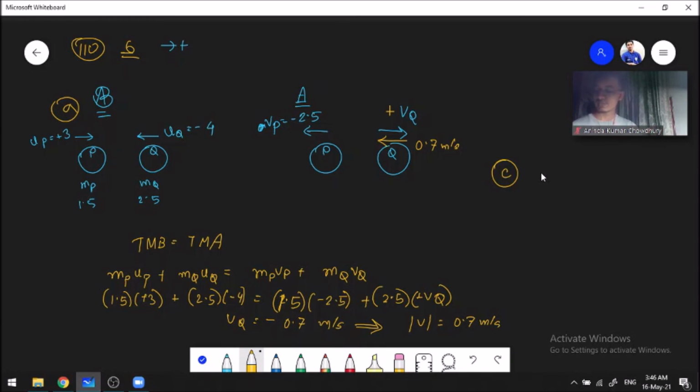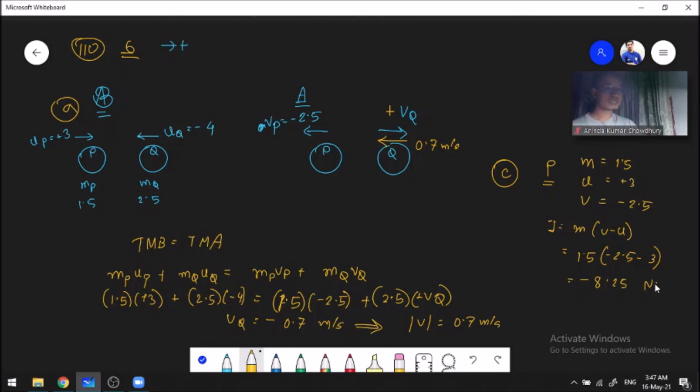For part C, we have to find the impulse exerted on P. Since we want to find the impulse exerted on P, we have to use the mass of P, the initial velocity of P, and the final velocity of P. The mass of P is 1.5. The initial velocity of P was positive 3. The final velocity of P was minus 2.5. From there we can find the impulse. Impulse is equal to m(v minus u), we have just taken the m common. So m is 1.5, our v is minus 2.5, minus our u, which was positive 3. From there, our impulse is negative 8.25.